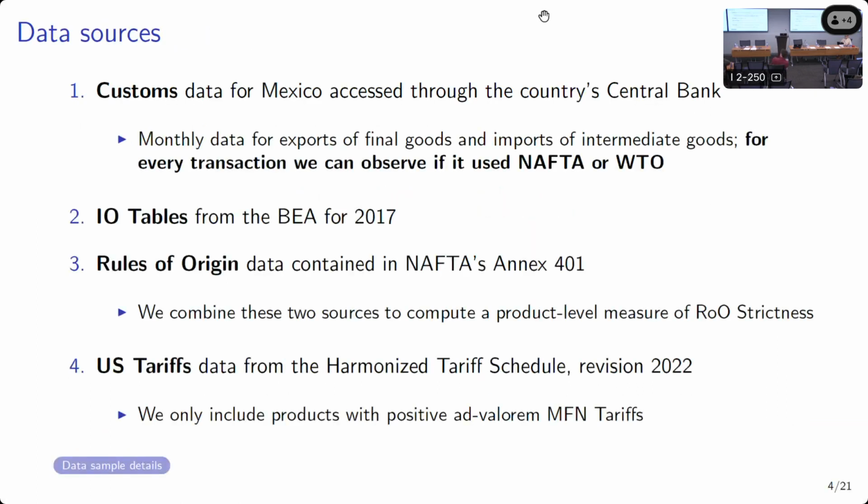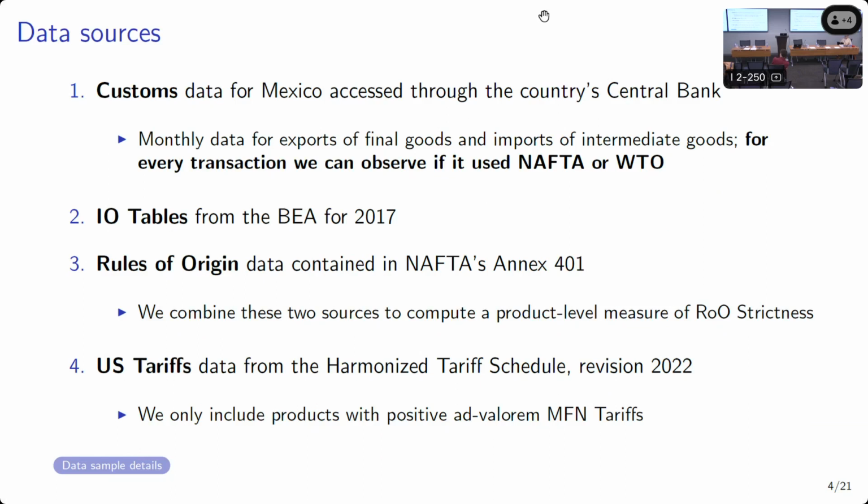Okay? First, data sources. The first data source is customs data from the Bank of Mexico. I have transaction level data in which I observe exports of final goods to the US and Canada, imports of intermediates all over the world, and most importantly and crucial for this project, I can observe at the transaction level whether the firm used NAFTA or not for its exports to the United States. This data is from September 2014 to June 2020. Why September 2014? Because that's when they started keeping track of this variable. Why June 2020? Because that's right before the introduction of USMCA, for which I don't have data in terms of rules of origin.